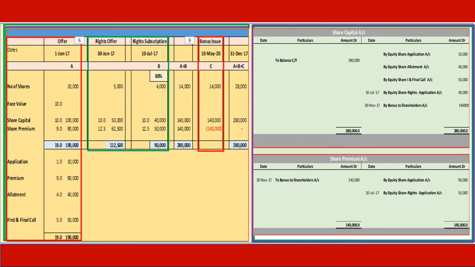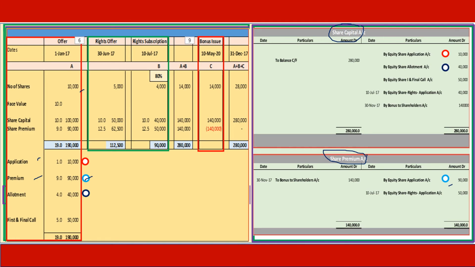Now we will be answering the question as to share capital account as well as share premium account. Let us go ahead. Now when we are passing the entry, the first transaction is we have issued share application and the amount we have indicated against 10,000 is 1 for capital and 9 for premium. We pass the entry in share capital account by share application account 10,000. Second, we have received share premium of 90,000. It should go into share premium account credit side. Share premium account 90,000. Then we have received allotment money of 40,000.